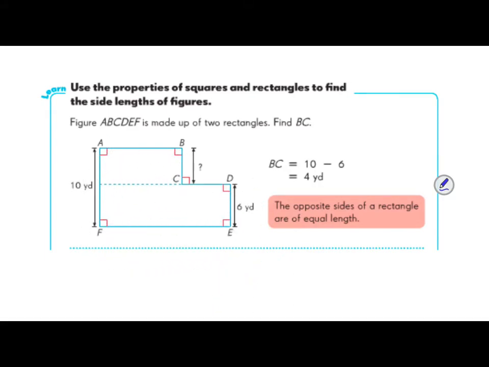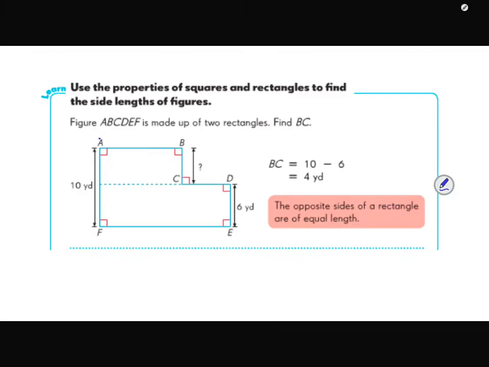So all we're doing is applying everything we know about rectangles and squares to a little bit more complicated figures. So it says figure A, B, C, D, E, F is made up of two rectangles. So look, they already drew the line. So I know that's rectangle 1 and that's rectangle 2. It says find BC. Sometimes if I have a highlighter, I like to highlight. I'm going to find this, and I put the question mark there.